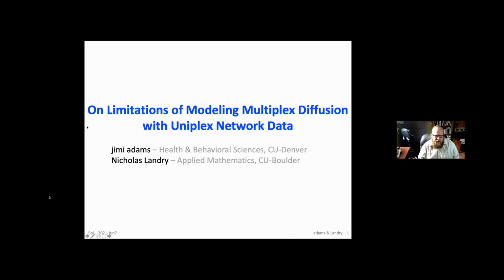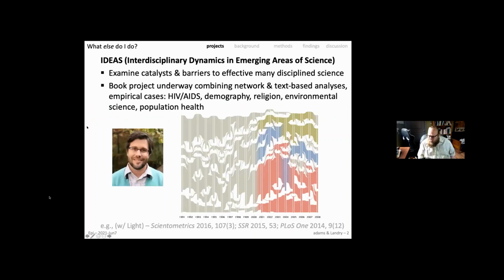Since I don't know a good number of you here, I thought it would be useful to put this particular project in context with the other things I do. At this point I'd describe my work as fitting into three major bins. The first is work on the structure, organization, and temporal change in that structure of interdisciplinary fields. This is joint work with Ryan Light, who's at the University of Oregon.